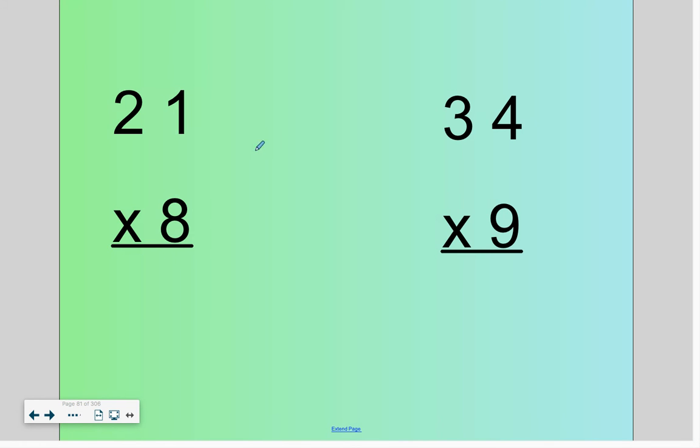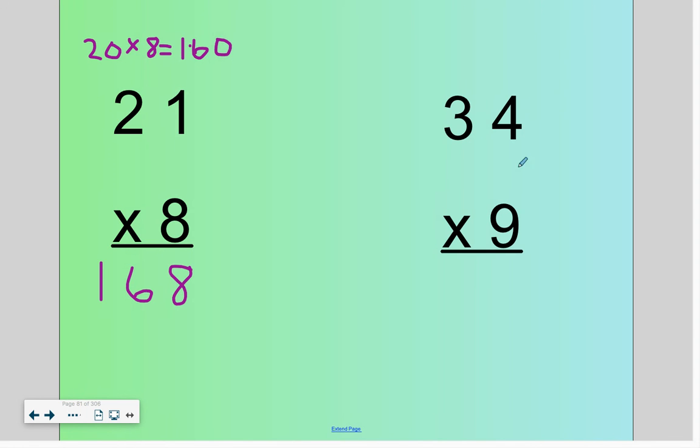2 more problems. 21 times 8. Start with our 8. 8 times 1 is 8. 8 times 2 is 16, and we get an answer of 168. The quick estimate, we can do 20 times 8. So I'm just rounding my 2-digit number to the nearest 10 or its highest place value, keeping my single digit as is, keep my 8 and 8. 2 times 8 is 16, and we add a 0. And it's very close. 168 is close to 160.